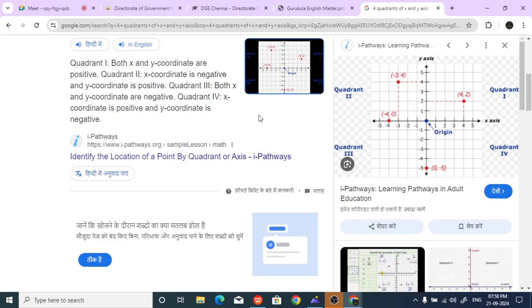Are you able to see this? Hello, children, students? In quadrant 1, the x-axis and y-axis are positive. In quadrant 2, x-axis negative and y-axis positive, like minus 4 and 0. And quadrant 3, both are negative. And quadrant 4, x-axis is positive, y is negative, like 0, minus 5. Understood? Can we go to the next question?